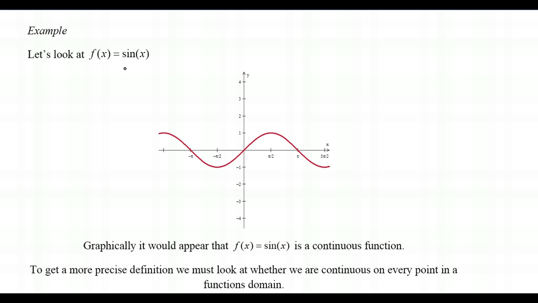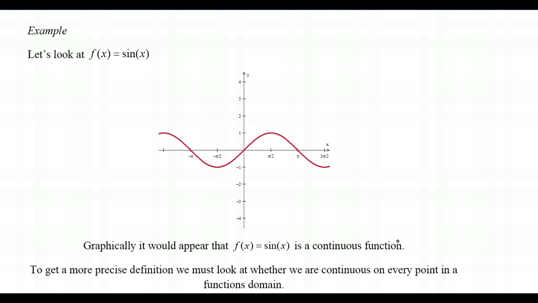Let's take a look at an example. We have f of x equals sine x. Sine x is this basic function that goes through 0, 0 and has this wave pattern. It oscillates back and forth. And graphically, it would appear that sine x is a continuous function.